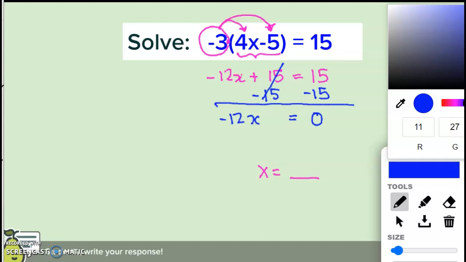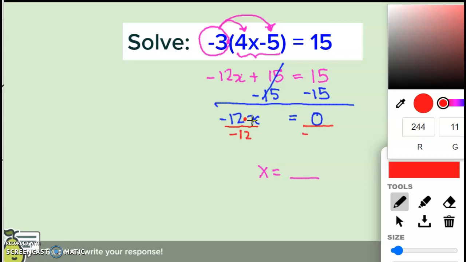So then at this point, what do I have? I have negative 12x. I don't want negative 12x. I want just x. So I need to get rid of this negative 12. What is negative 12 doing to x? Negative 12x means there is negative 12 lots of x. So negative 12 is being multiplied by x. That means how do I undo multiply by negative 12? You divide by negative 12.